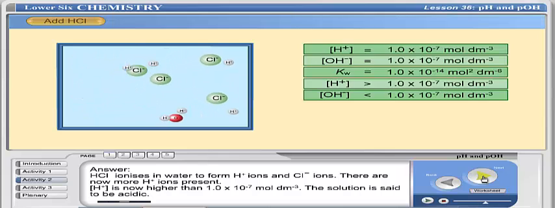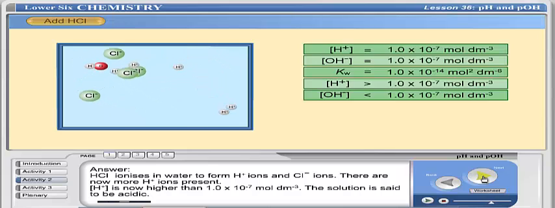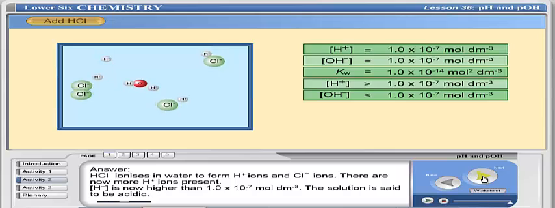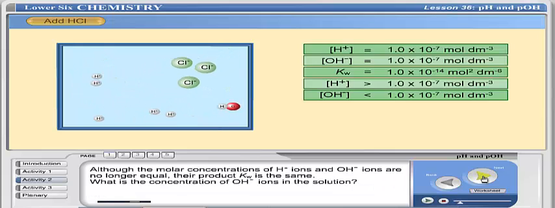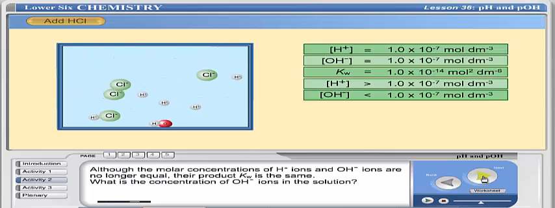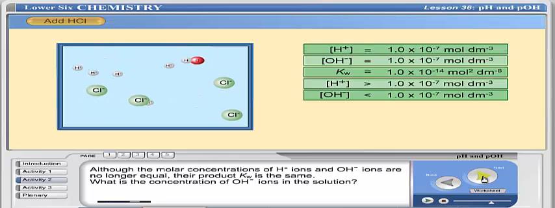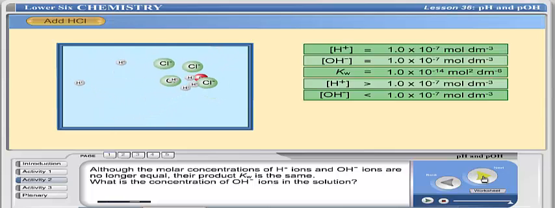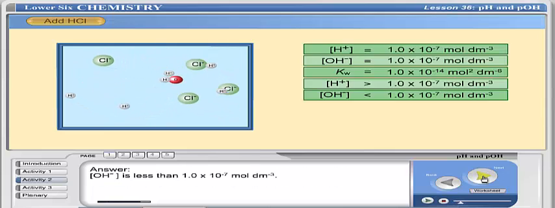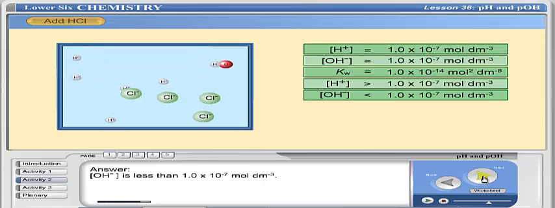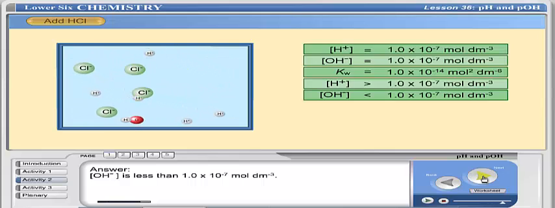The concentration of H+ ions is now higher than 1.0 × 10⁻⁷ mol per cubic decimeter. The solution is said to be acidic. Although the molar concentrations of H+ ions and OH- ions are no longer equal, their product Kw is the same. What is the concentration of OH- ions in the solution? Answer: the concentration of OH- ions is less than 1.0 × 10⁻⁷ mol per cubic decimeter.